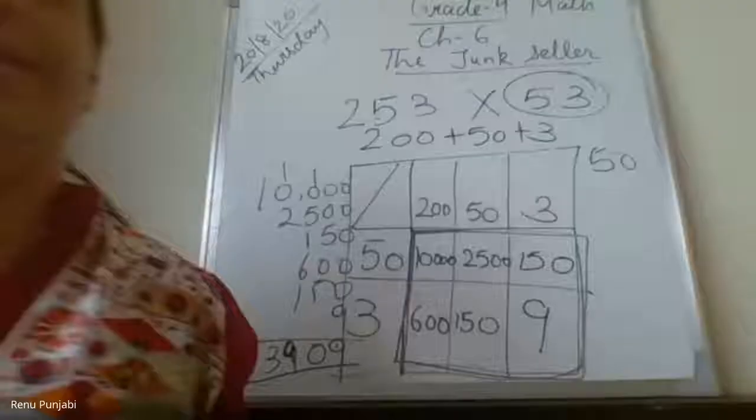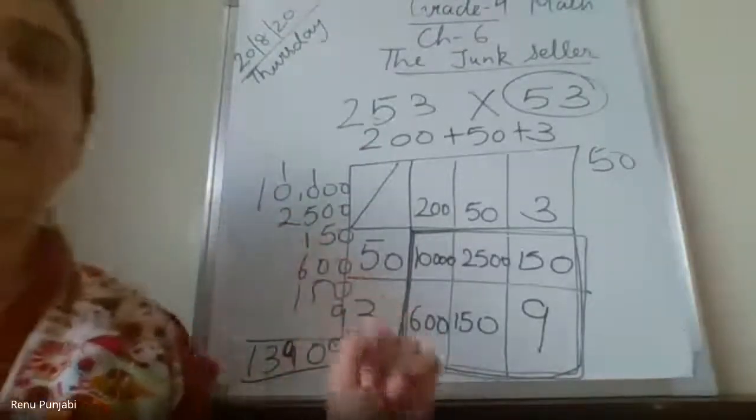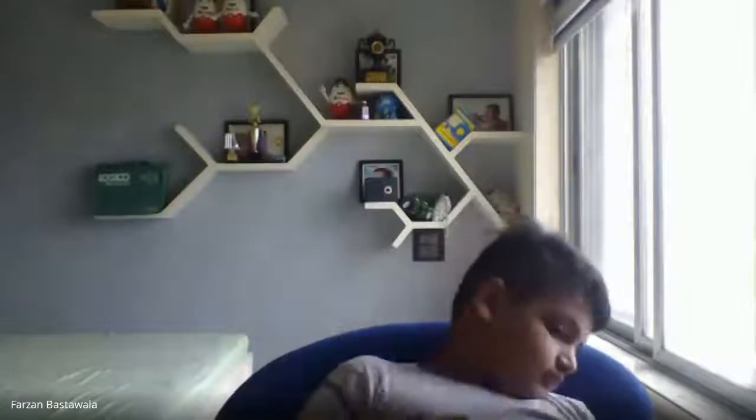139. If you have any query related with it, see 10,000 plus 2,500 plus 150 plus 600. Add it and get the answer. Yes, Marinika, you are right. Ma'am, it will come 13409.